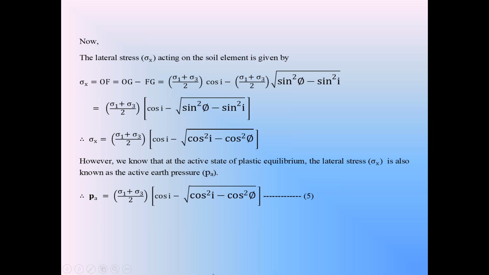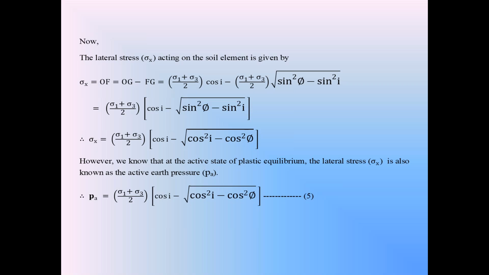So this sigma x is equal to the active earth pressure PA, that is equal to (sigma 1 plus sigma 3)/2 into cos i minus square root of cos square i minus cos square phi. In equation 4, we got the equation for sigma V, the vertical stress on the element. In equation 5, we got the active earth pressure acting on the side element. So divide equation 5 with equation 4.